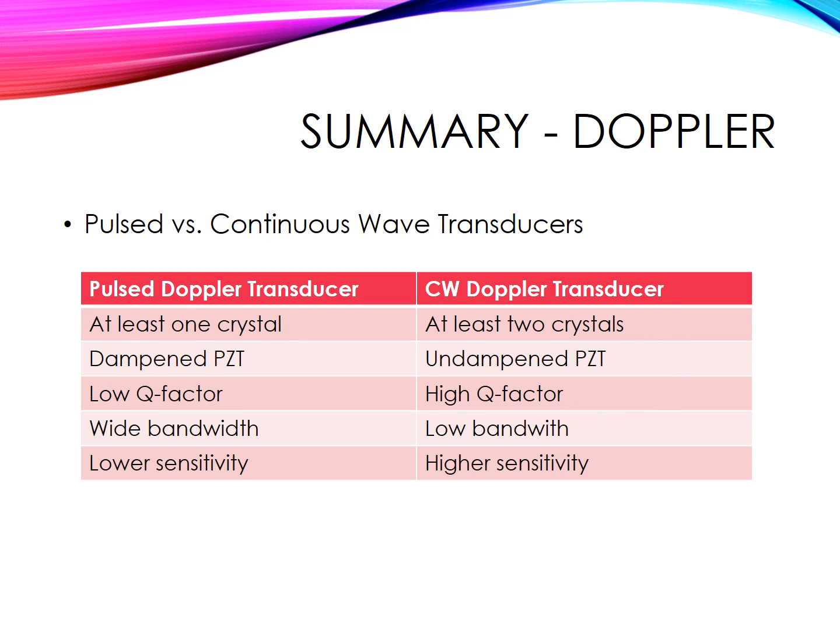Also recognize the differences between pulsed and continuous wave transducers. Again, pulsed Doppler transducers only need one crystal. There's going to be dampening material on it, which will result in a low Q factor, wide bandwidth, and lower sensitivity. And again, it's these three things that cause that aliasing. Continuous wave Doppler transducers must have two crystals, one to transmit, one to receive. These transducers are not going to have dampening material, which results in a high Q factor, low bandwidth, and higher sensitivity. And because of these, we have no aliasing.